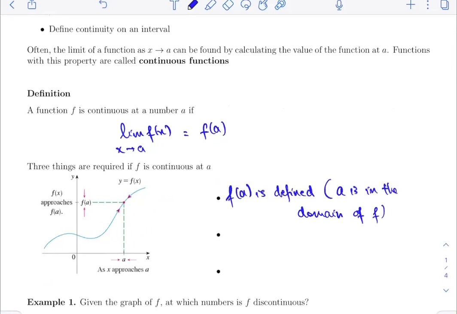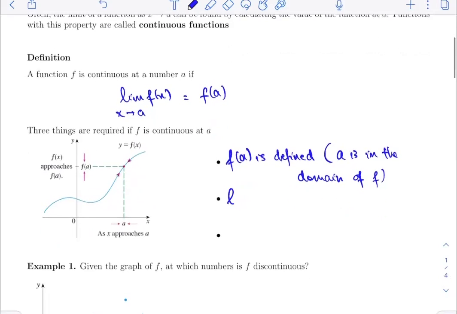The second point is that the limit of the function has to exist. So the limit of the function as x approaches a exists. And from the last lecture, we learned that the limit exists when the left-hand limit equals the right-hand limit and equals the same value. And the third requirement for a function to be continuous is that the limit in step 2 has to be equal to the evaluation of the function at that point a.